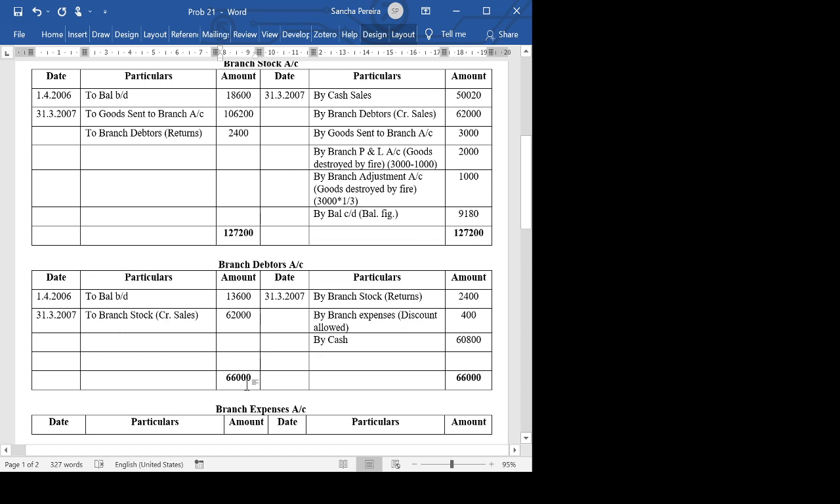Then we close the debtors account. So here that will be by balance carry down. This is 62, 72, 75,600. By balance carry down is, I think, 12,000.